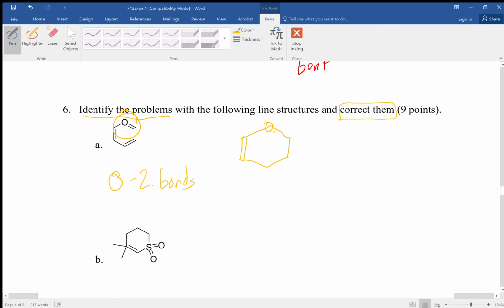Well, we can do it one of two ways. If we want to keep the 3 bonds, then we need to reflect that with the correct formal charge. The other option is that we can draw the oxygen as it would normally be if it's neutral with only 2 bonds.